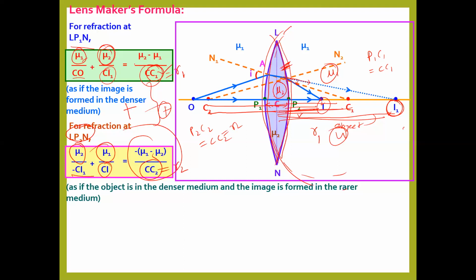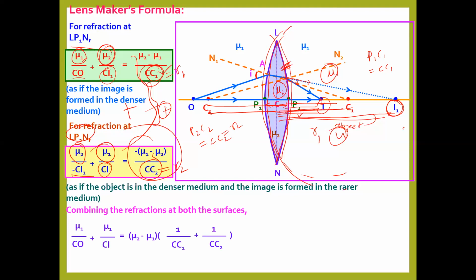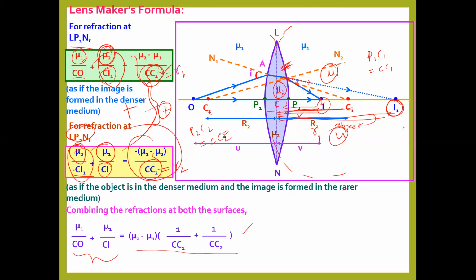Now, if we add these two equations, we will get our final equation. Combining these two, see that mu2 by CI1 and here mu2 by minus CI1, these two will cancel each other. So the final form of the equation is like that, and taking all those things common, mu2 minus mu1 times 1 by CC1 plus 1 by CC2. So putting those values and applying the sign convention, we will get our final equation for a lens.